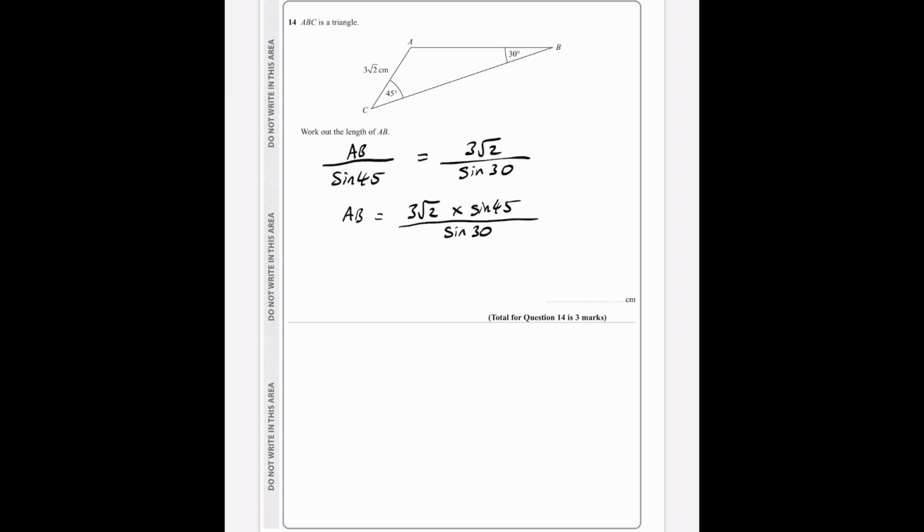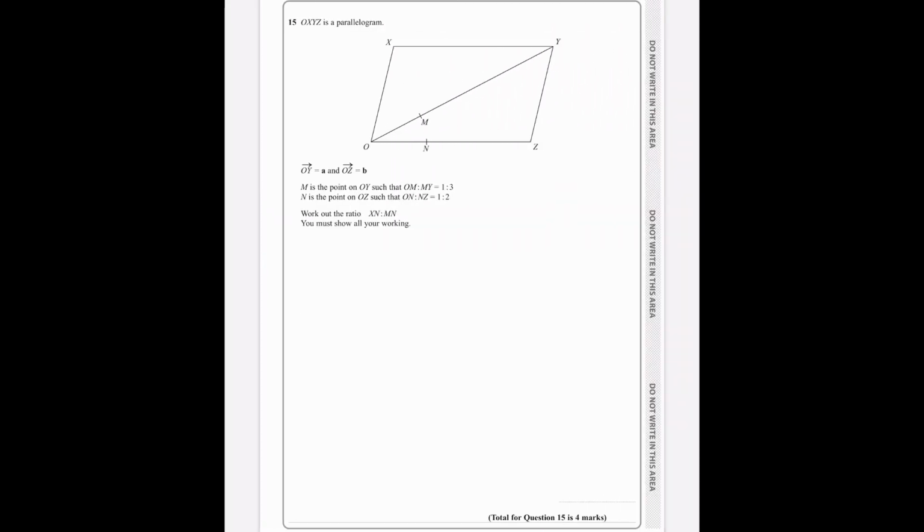And sine 45 is root 2 over 2 and sine 30 is a half. So I can replace sine 45 with root 2 over 2. I can replace sine 30 with a half. And then go about simplifying the fraction. The root 2 times 2 is 2, cancels with the other 2, leaving us with 3 at the top. Divide 3 by a half and we get 6 centimetres for the length AB.